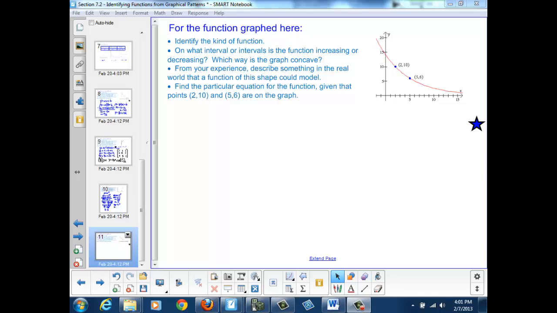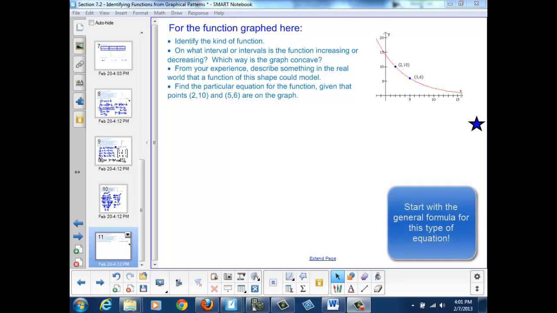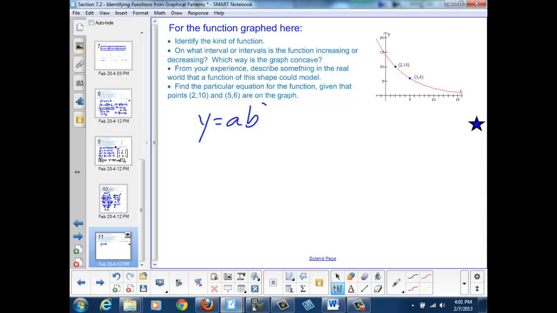Now, to find the particular equation, once again, we're going to take the same approach we took with the last three examples. We're going to start with the general equation for an exponential function. So y equals ab to the x. And we're going to plug in our values for x and y and solve for our unknowns. So our first equation would be when y equals 10, x equals 2, so 10 equals ab squared. When y equals 6, x equals 5, so 6 equals ab to the 5th.